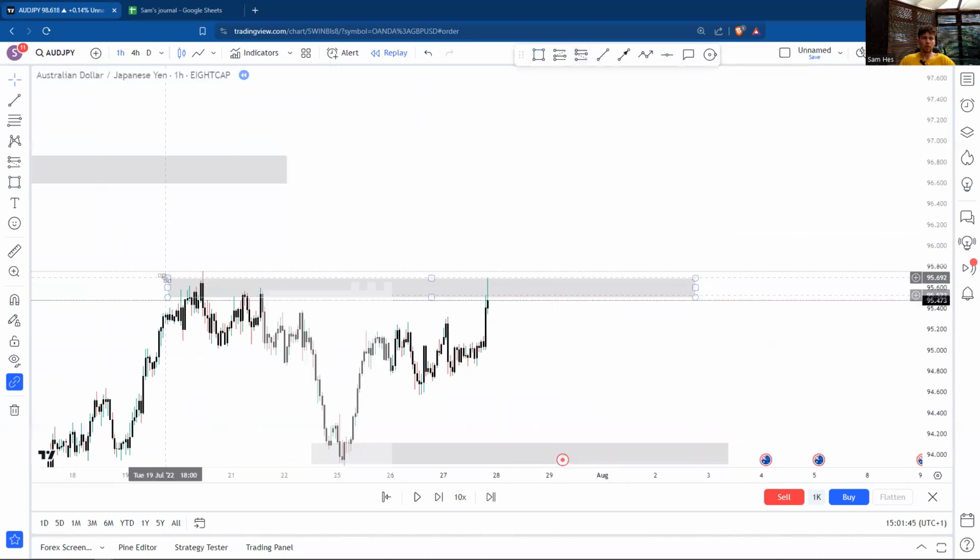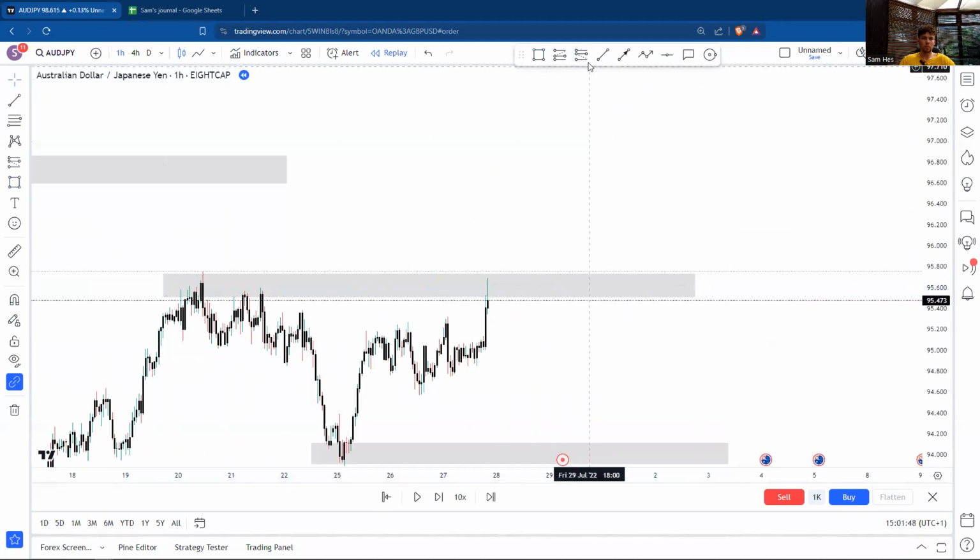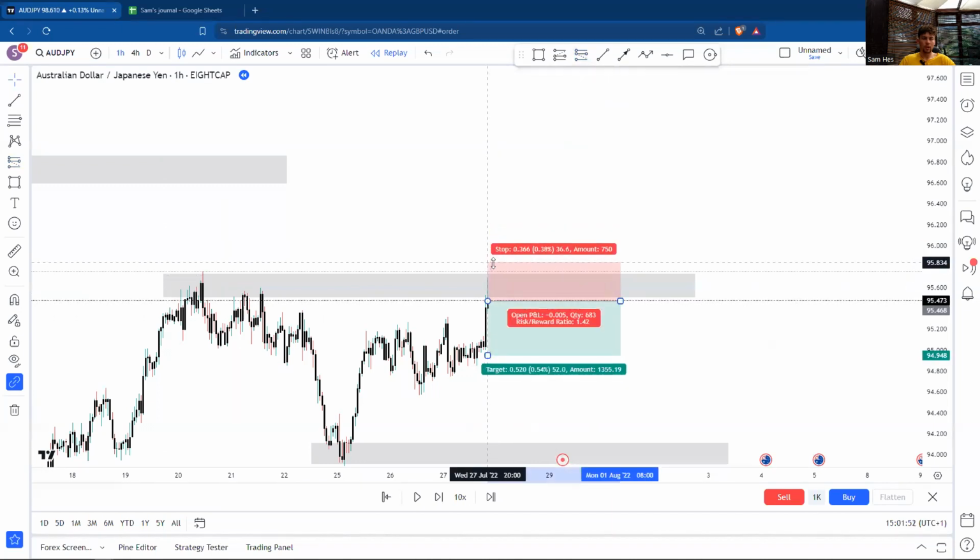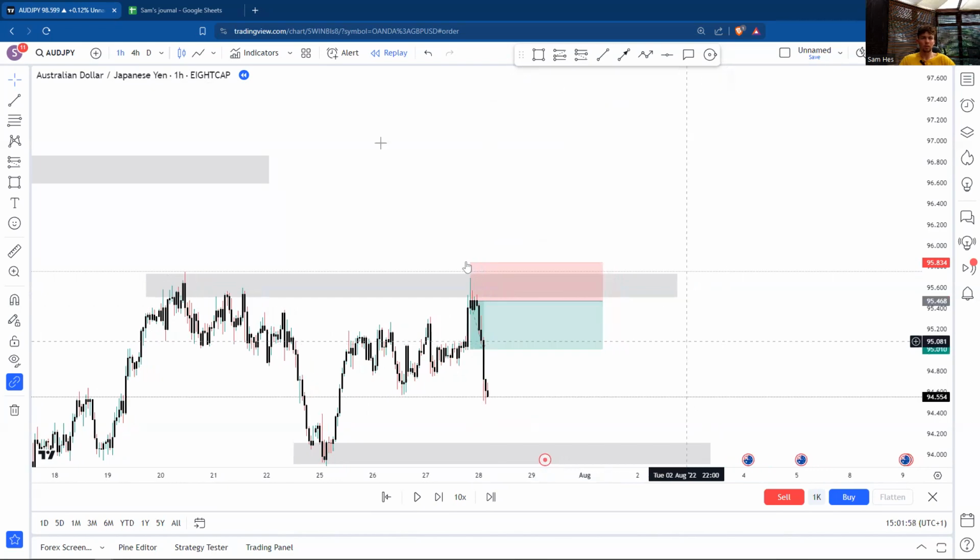So here's another good one. Price has come up to the zone. It's spiked. It's rejected. We're not looking for anything too deep, don't overthink it. Here you go. Stop above the zone. 1.25 risk to reward. Okay, cool. That one's a winner.